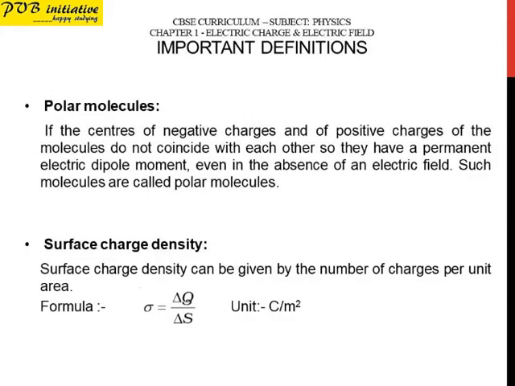Next slide. Define polar molecules. If the centers of negative charges and of positive charges of the molecules do not coincide with each other, so they have a permanent electric dipole moment even in the absence of an electric field, such molecules are called polar molecules. Define surface charge density. Surface charge density is given by the charge per unit area. The formula of surface charge density is delta Q upon delta S.